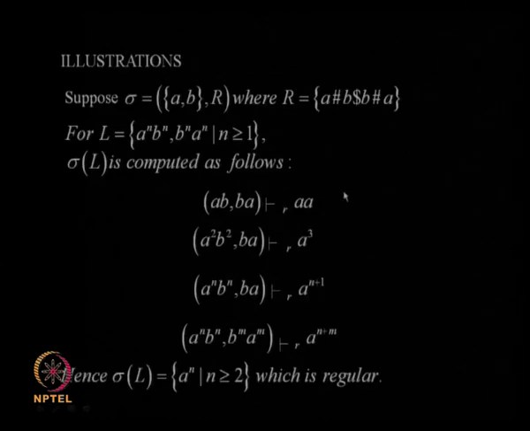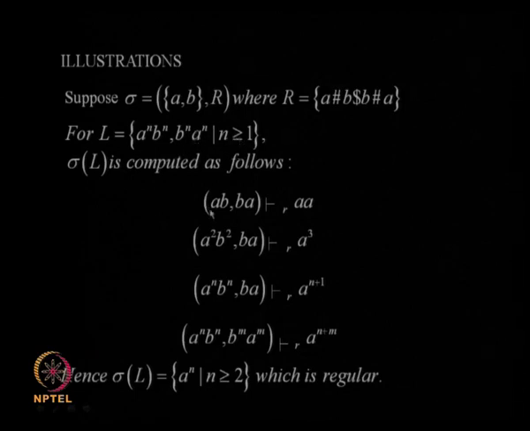Let us consider one example. The example here is this: you have the alphabet A and B, and the rule is A hash B dollar B hash A. So, in the first string the cut will be made between an A and B, in the second string the cut will be made between a B and an A, and you start with the language A power n B power n and B power n A power n.